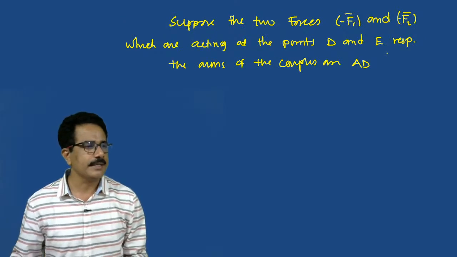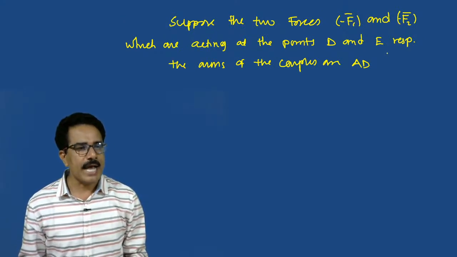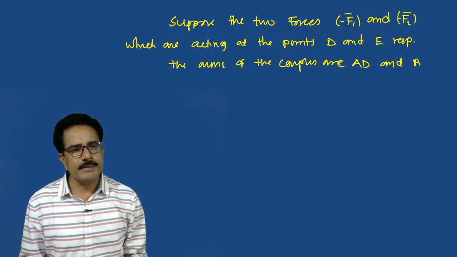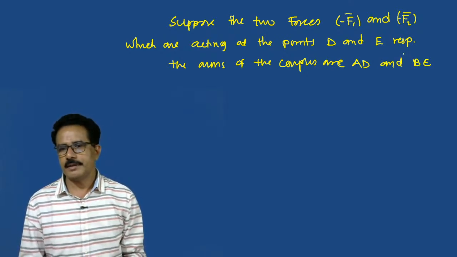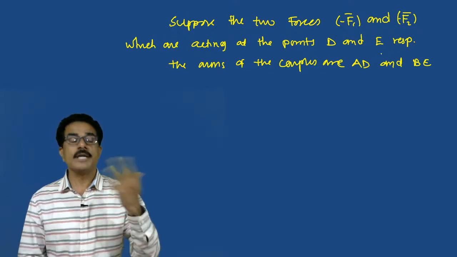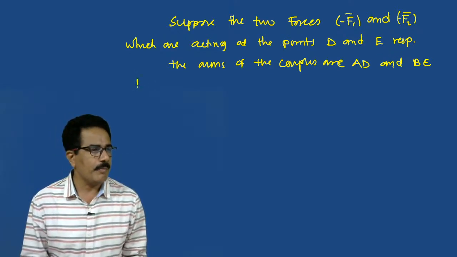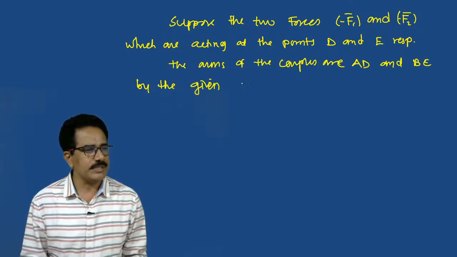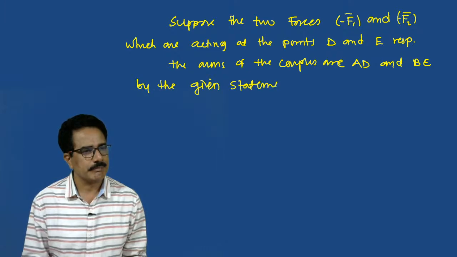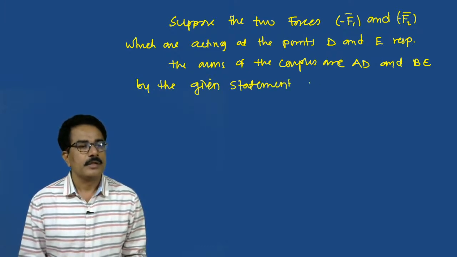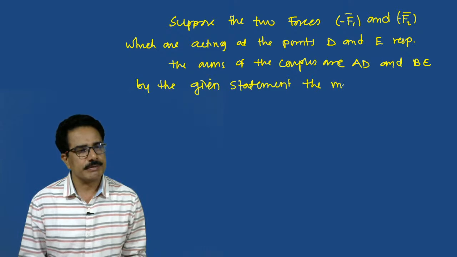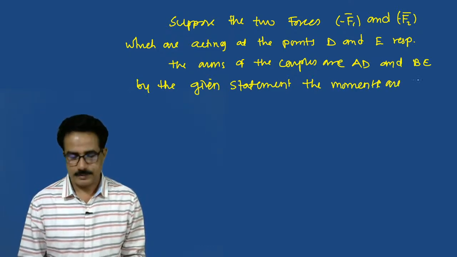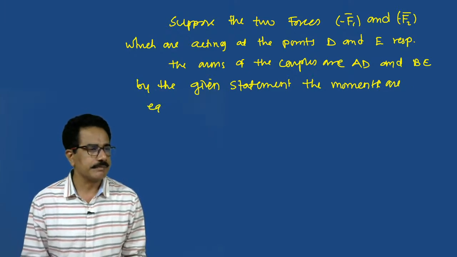So we can write the arms of the couples are AD and BE. According to the given theorem, by the given statement, the moments are equal and opposite.